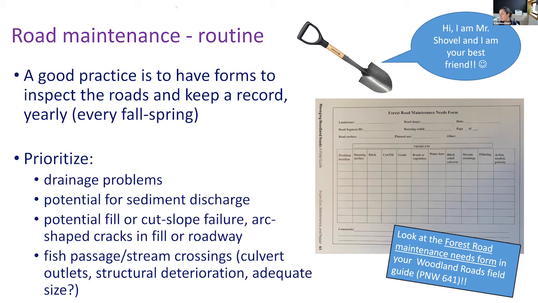We do have a form that is included in the Woodland Roads Field Guide that we have in Extension that has all the instructions on how to follow that and keep a good record of your roads. It divides the roads by sections and looks into different problems that you might identify in the road.